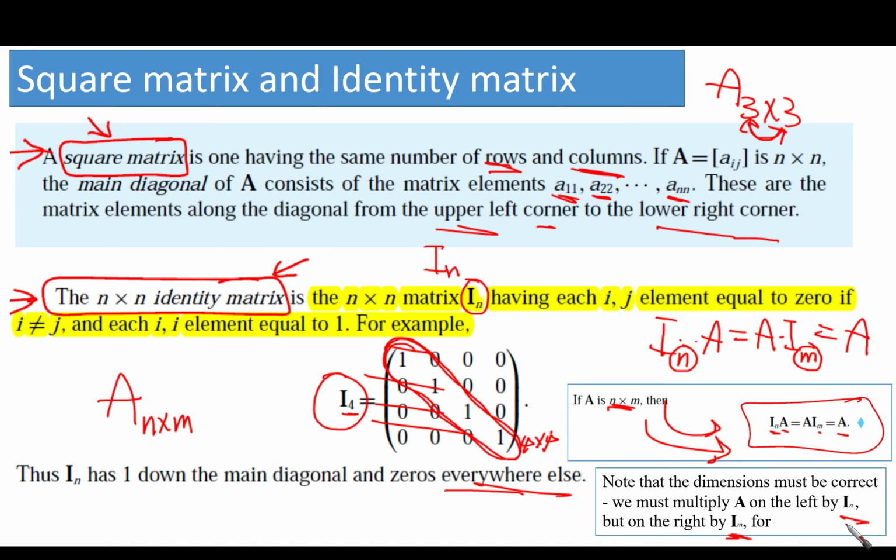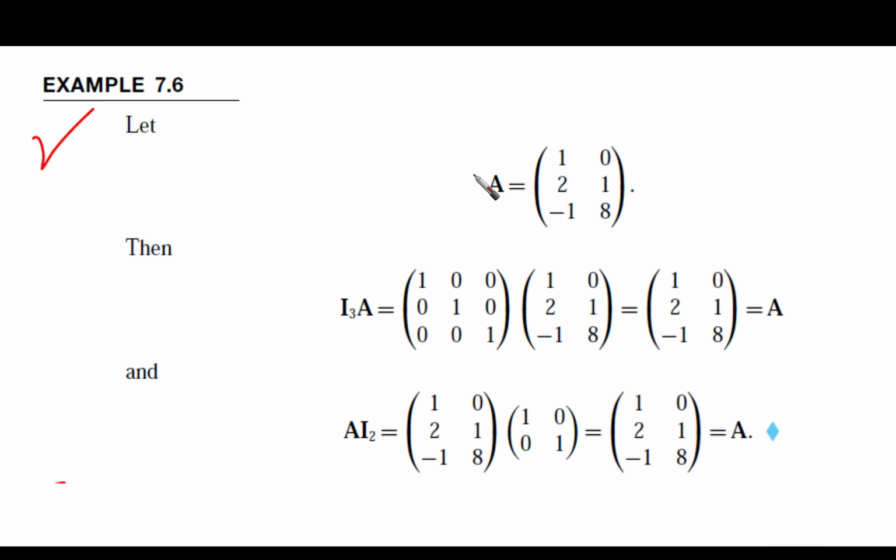We must multiply A on the left by I_n, but on the right by I_m. Now let's go to the next part and take an example. Let's assume that we have A, which is, as you can see, 3 by 2: 3 rows, 2 columns. We are going to multiply the identity matrix I_3, the rows here, by A. This is the identity matrix times A, and you will find that exactly the same matrix A results.